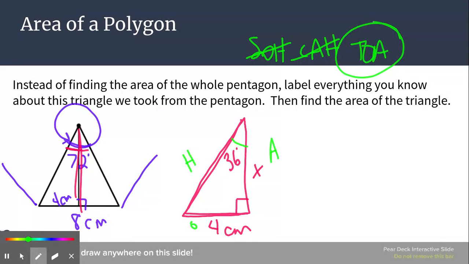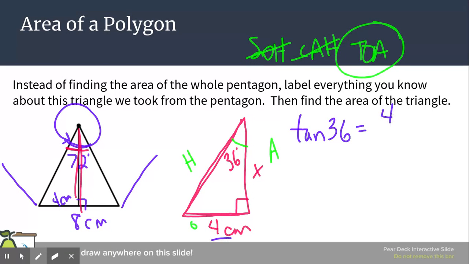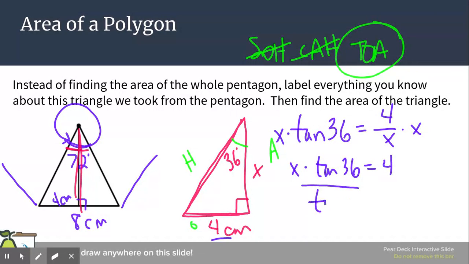So let's set this up. Let's use tangent to find my missing side. Tangent of 36 equals opposite, 4, over adjacent, x. I now have to solve for x. I'm going to multiply both sides by x to get x out of my denominator. So I have x times the tangent of 36 equals 4. Then I need to divide both sides by the tangent of 36. That gets rid of tangent of 36.